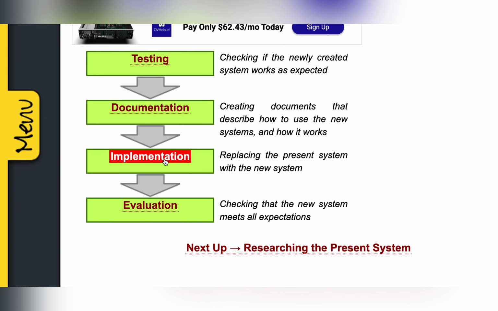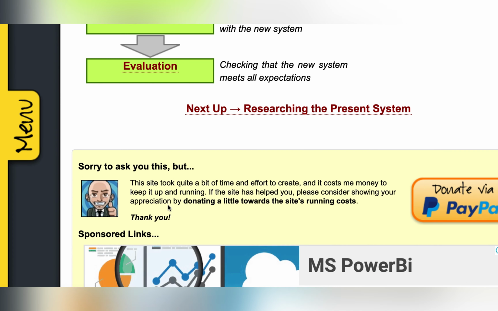Then after the documentation, you go to implementation, replacing the present system with the new one. You bring a new system to replace the old system. That's called implementation. You implement the new one. You take out the old one. Then evaluation. Evaluation is to check that the new system meets all expectations. The new system that you've used to replace the old one is meeting all levels, all standards.